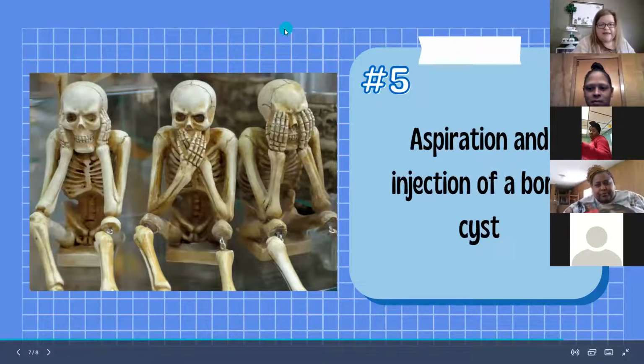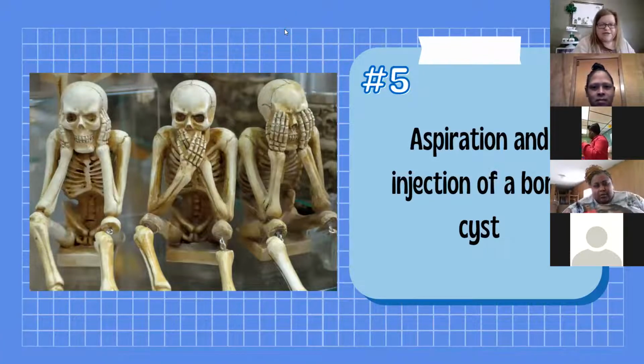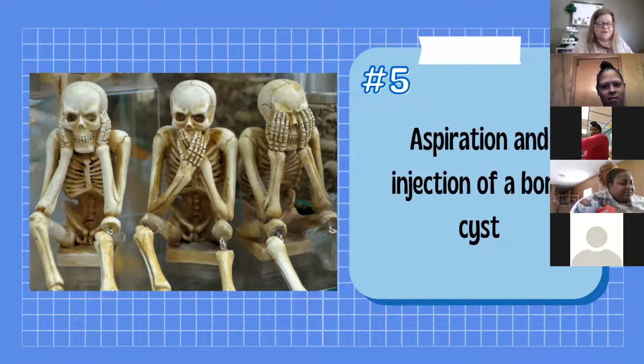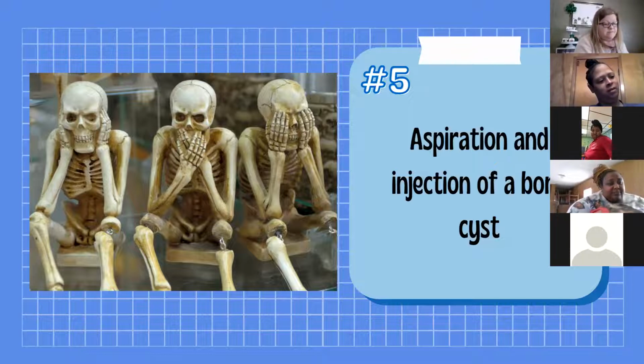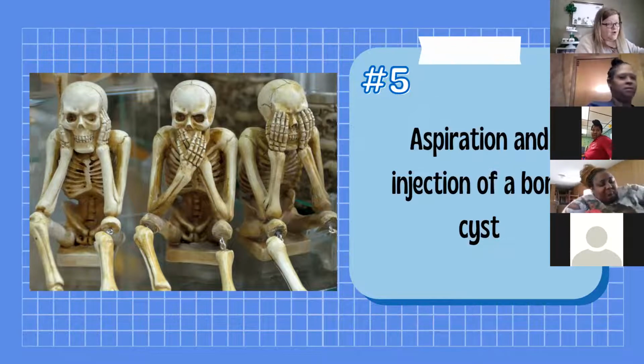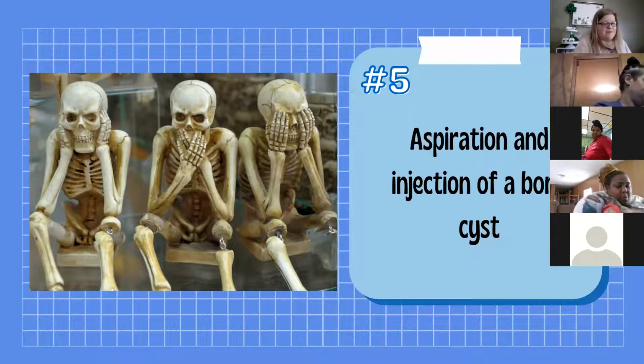Number 5. Aspiration and injection of a bone cyst. That sounds uncomfortable. All right, where are we going to start on this one, y'all? Injection. You can. Cyst. You can. All good options. All right, one of y'all look up cyst. One of y'all look up injection. Somebody else look up aspiration. You can go three different ways.